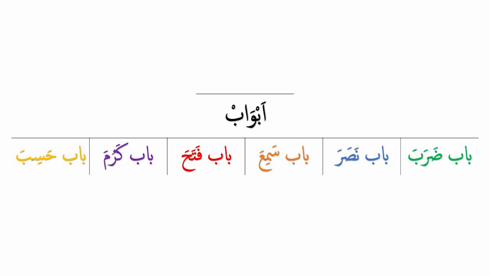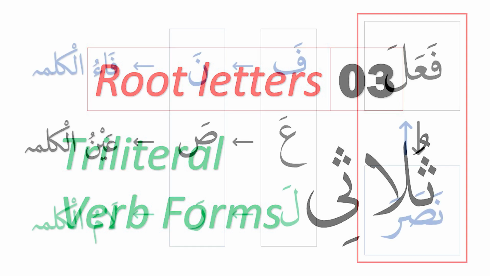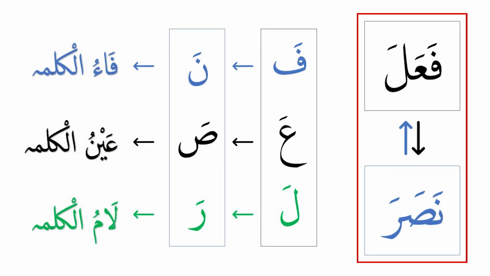You would also remember that most of the Arabic words come from root letters, and most of the root letters are actually 3. So these are known as triliteral verb forms, or as we say, thulathi. Now you can actually map all the forms based upon 3 letters. So the first letter becomes fa, the second letter becomes ain, and the third letter becomes lam.